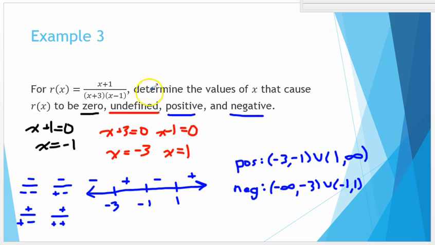So those are our four answers. Where is the graph 0? At x equals -1. Where is the graph undefined? At x equals -3 and at x equals 1. And then where is the graph positive and negative? These are the positive values and these are the negative values.